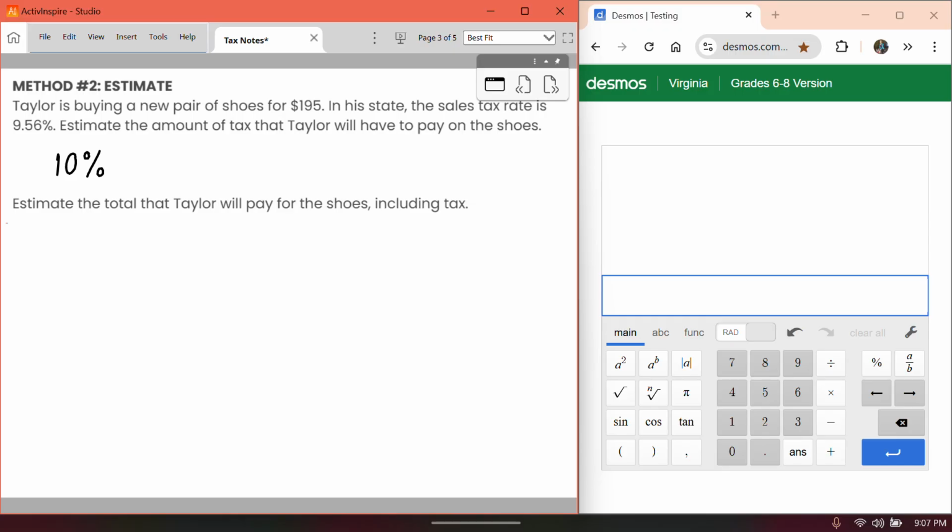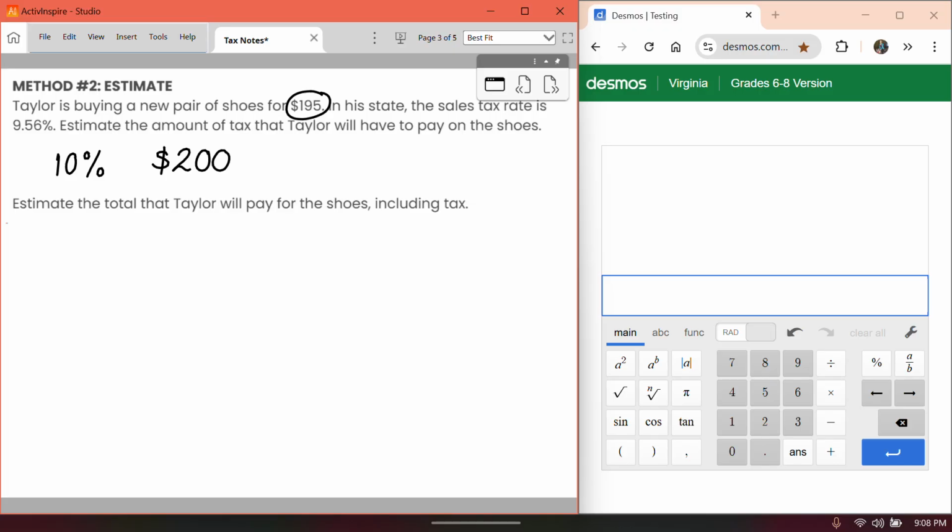I can deal with 10%. Okay, so I'm going to round that to 10, and I'm going to figure out what 10% of the price of these shoes is. But I'm going to get a little bit lazier even. $195 isn't a really messy number, but I'm going to round that up to 200 just so that every number I'm using in this problem is simple.